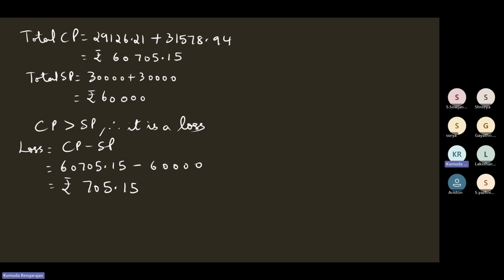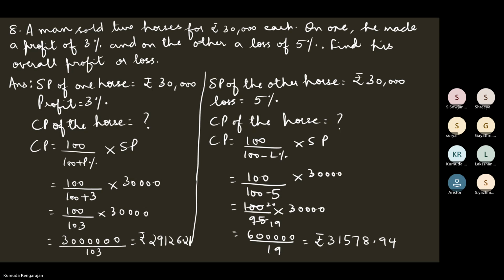Okay, so let's see the steps again. In the question, we have a man sold 2 horses for rupees 30,000 each. So we should take care of that word each. Selling price of 1 horse, 30,000. Why selling price? Because a man sold. So it is selling price, not cost price. If a man bought or purchased something, then it will be cost price. This is sold, so it is selling price. Selling price of the other horse, also 30,000.